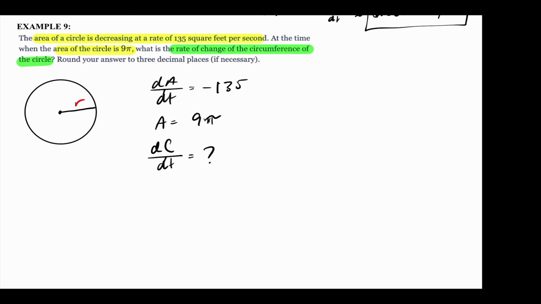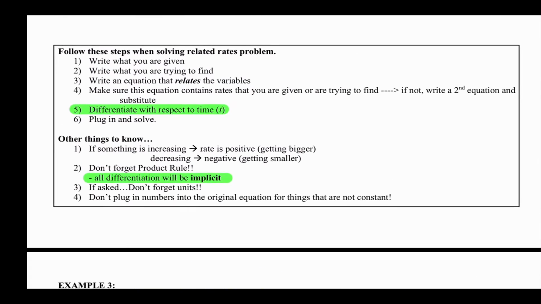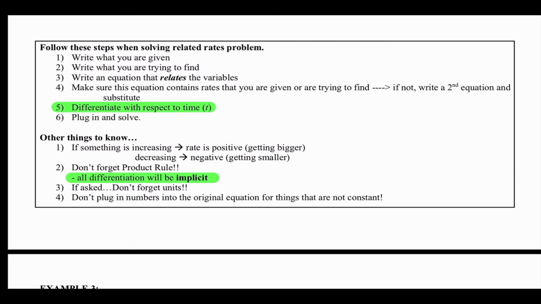Area of a circle is decreasing at a rate of 135 square feet per second. At the time when the area of the circle is 9 pi, what is the rate of change of circumference of the circle? This is when you know it's one of those questions where I'm going to have to use step 4. Because they give you a bunch of information on one thing, and then they ask you a question about another thing. They talk about area, right? Here's area. They give you this, they give you that, and then they say the question relates to something different. That's when you know you're going to need to do step 4, right?